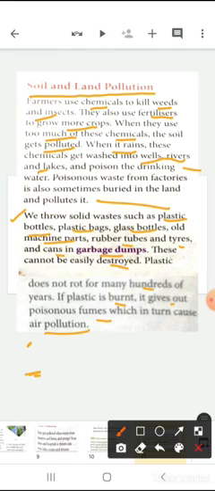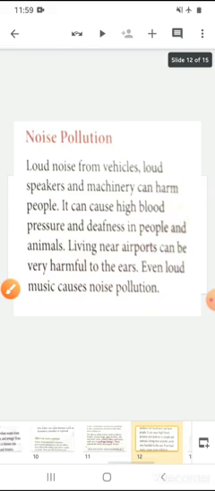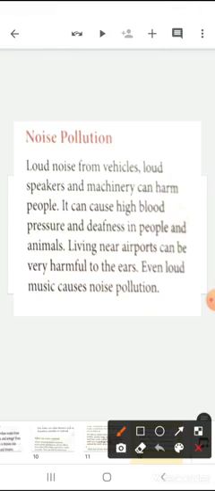When we throw solid waste such as plastic bags, plastic bottles, glass bottles, machine parts, rubber tubes, tires or cans in the garbage dump, these cannot be easily destroyed, right? Plastic takes hundreds of years. Plastic does not rot, first of all, and if we burn plastic, it gives us poisonous fumes which turn into air pollution. So soil and land pollution is clear, right? Now next we have noise pollution.